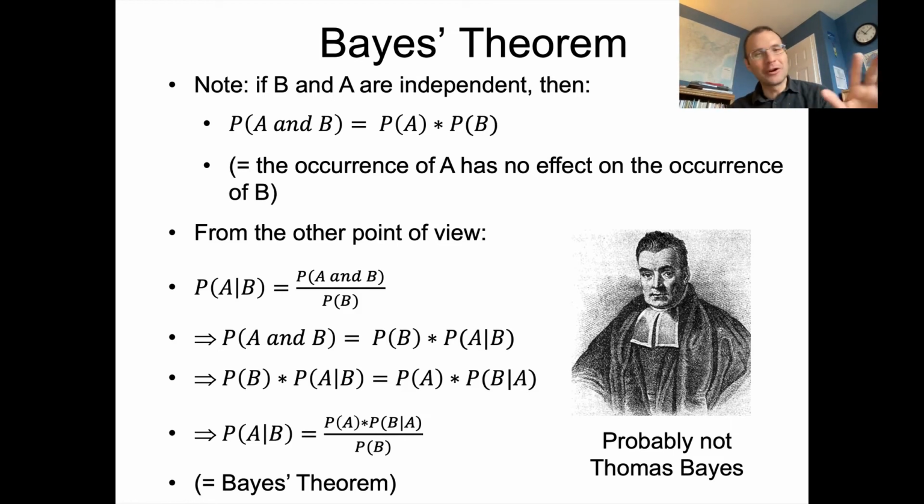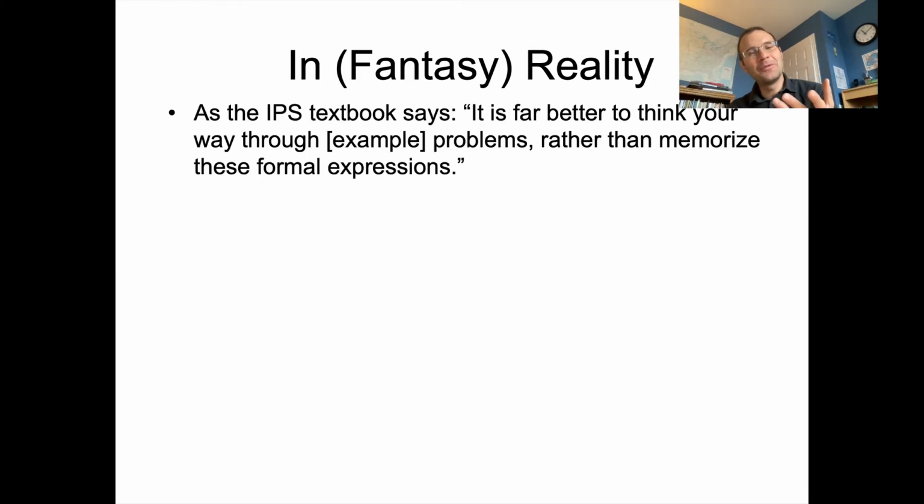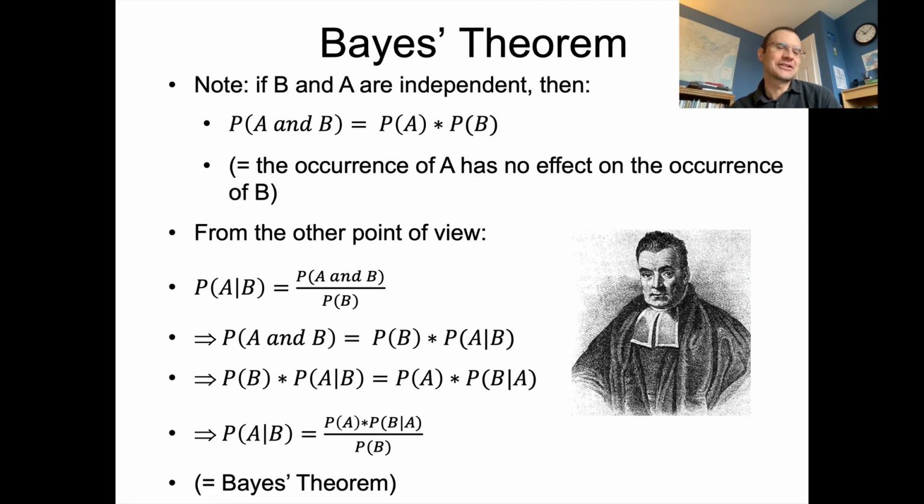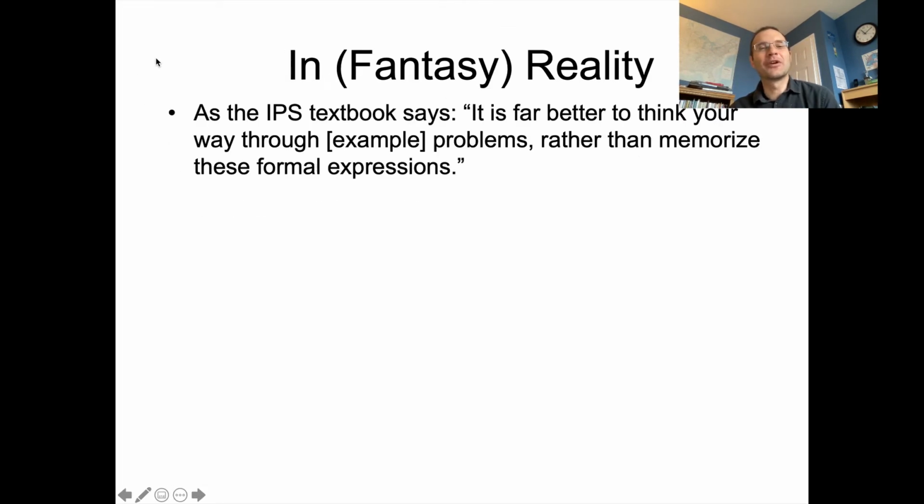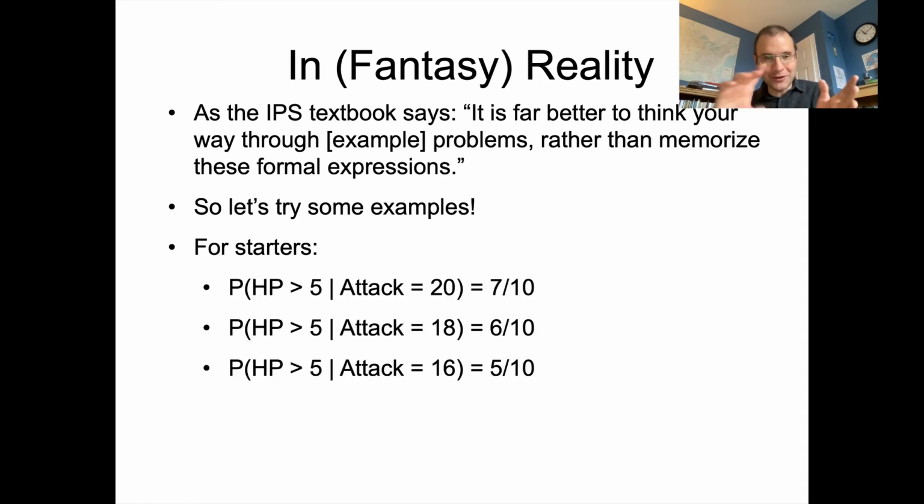Anyways, there's more to Bayesian statistics than that, but what I want to do here for the moment is show you how this works in terms of calculating these probabilities, because as the IPS textbook itself says, it's far better to think your way through example problems rather than memorize these formal expressions, because the first time you look at Bayes' theorem, you're like, it's a lot of variables and stuff I haven't seen before. So let's try some examples, and then I'll go back to the bigger picture implications of this whole setup.